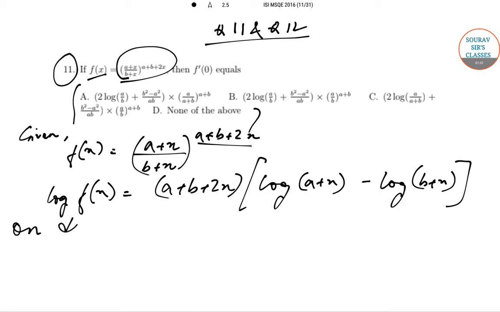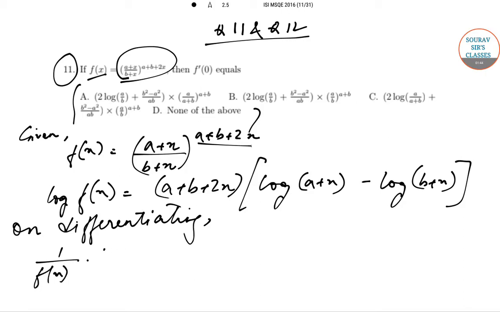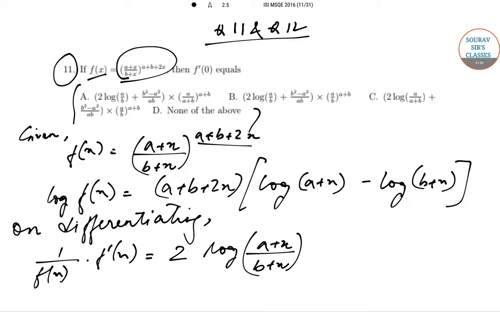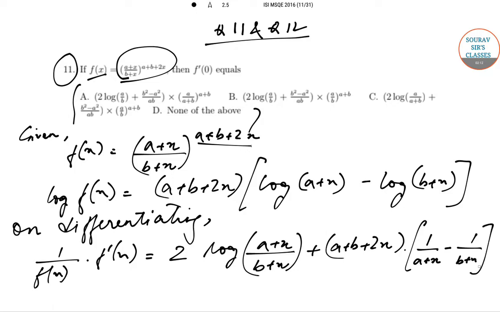Now we'll differentiate both sides. On differentiating we get 1 by f of x into f dash x. This is equal to 2 into log of (a plus x by b plus x) plus (a plus b plus twice x) into (1 by a plus x minus 1 by b plus x).